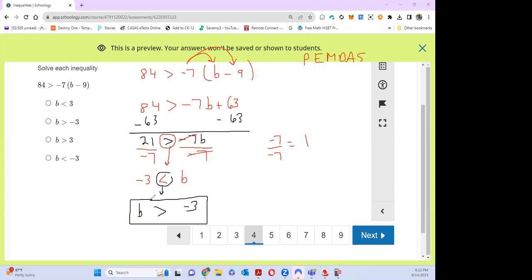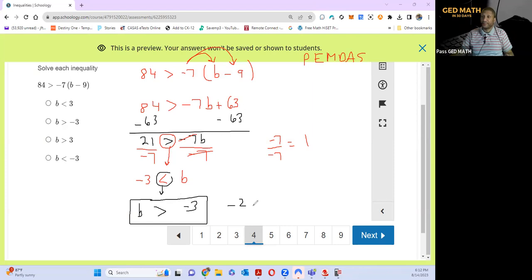So that's what that means: minus 2 is greater, minus 1 is greater. Remember, greater goes to the right on the number line. 0 is greater, 1 is greater. So all these are answers to solve this inequality.